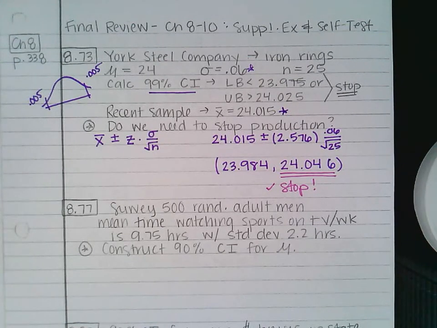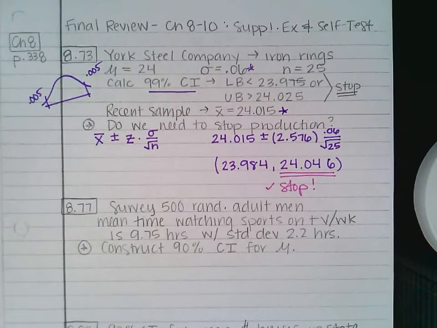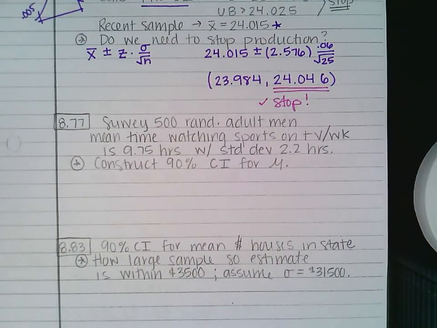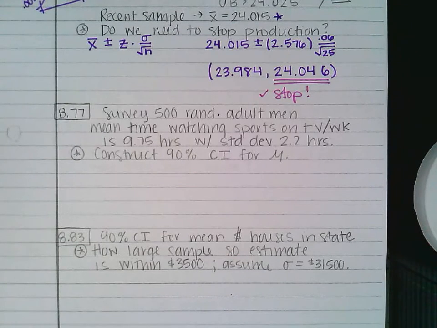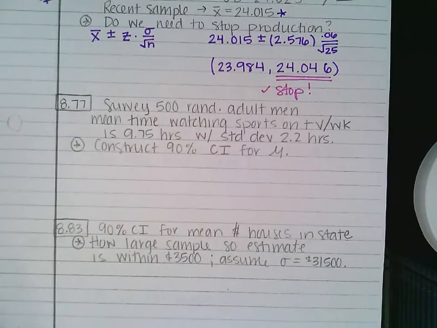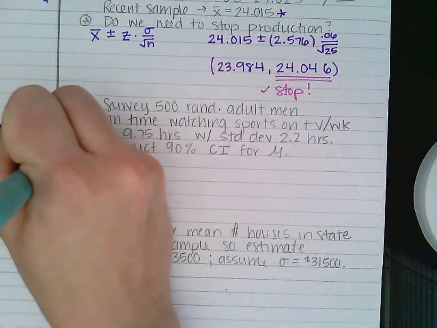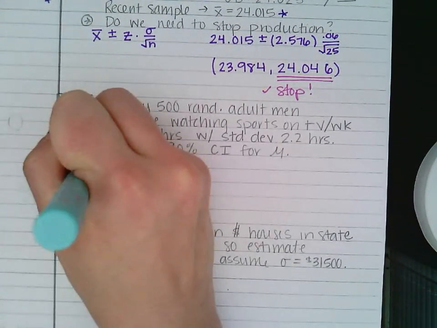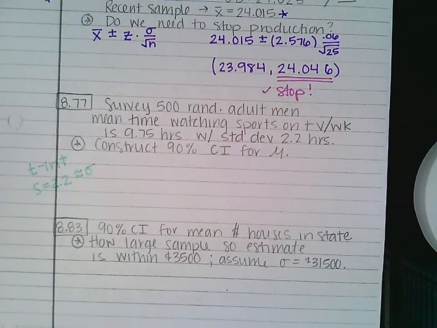All right, the next question on the review is 8.77. There was a survey of 500 randomly selected adult men, and the mean time that they watch sports on TV per week is 9.75 hours, with a standard deviation of 2.2. Construct a 90% confidence interval for the mean. Because this is a survey and I don't know sigma, I just know S, I'm going to have to use the T interval because I'm using an S of 2.2 to approximate the population standard deviation here.